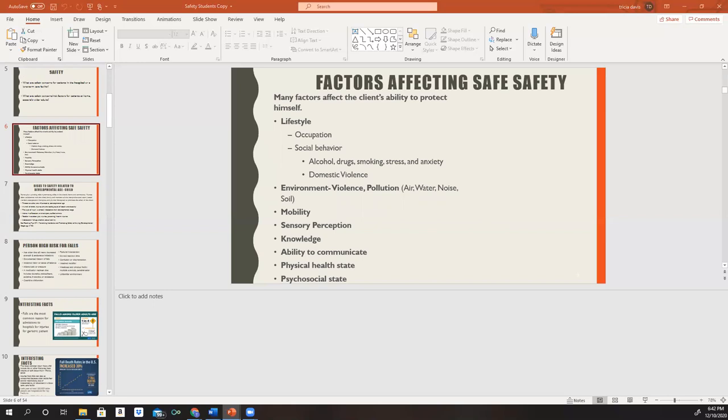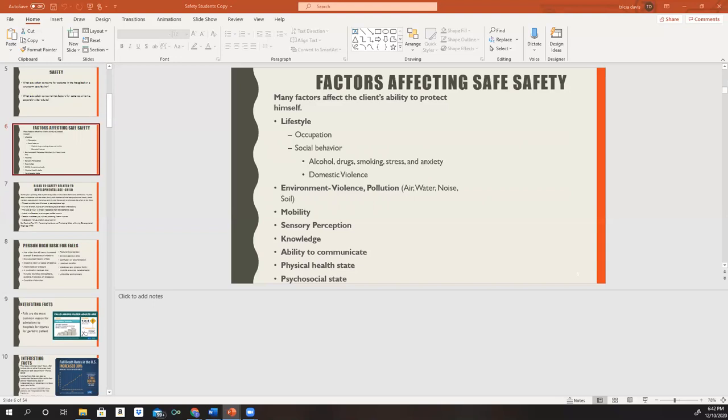So, factors affecting the safe delivery of safety for your patients. Actually, factors affecting how safe a patient can be, whether they're going to have an injury or not. Their lifestyle has a part to do with it. What kind of occupation do they have? Do they sit behind a desk every day, answer phones, copy things, and work on a computer, or do they drive a truck for a living, which increases their risk of being in a car accident? Do they operate huge cranes? Do they walk on big scaffolding, do they build skyscrapers? Depending on their occupation, their risk of having an injury certainly rises.